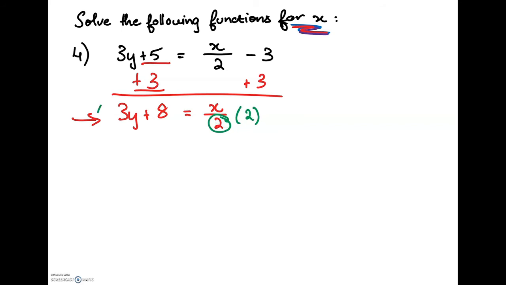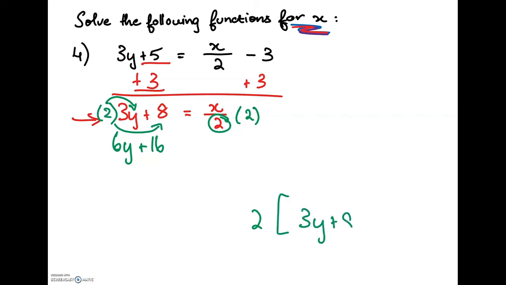So we're going to multiply both sides by 2. So you would get 6y plus 16. Now, this is where you have to be the most careful. It's not just multiplying the y term by 2. You also have to multiply the second term. So think of it as you're multiplying 2 times 3y plus 8.